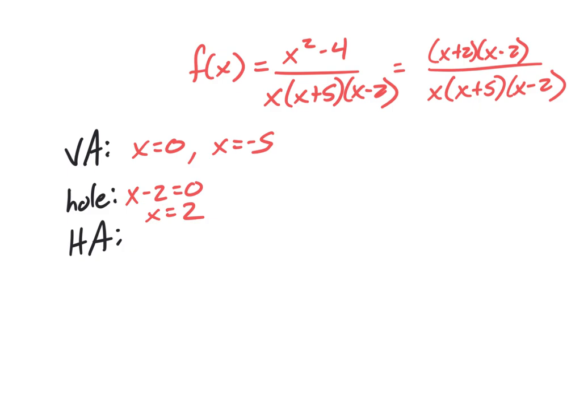Okay, and this one here, this one's maybe a little bit harder to come up with my horizontal asymptote because we know the degree of the top is 2. What would be the degree of the bottom?